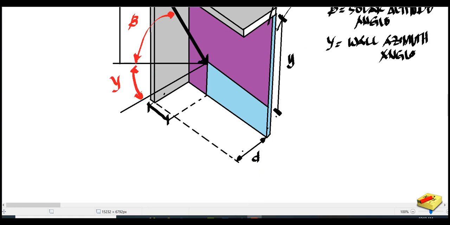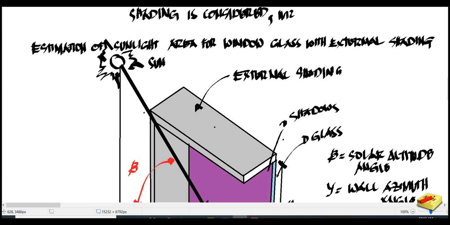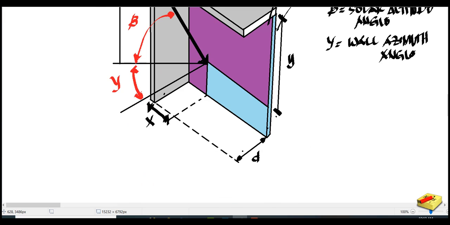Then we'll be creating another distance here, that will be your X. So again, this is the projection of the sun if you have the external shading. This is the isometric view, to make it easier for us to understand how the solar rays affect the window with external shading and without external shading.